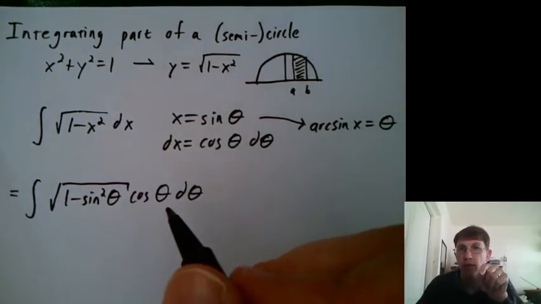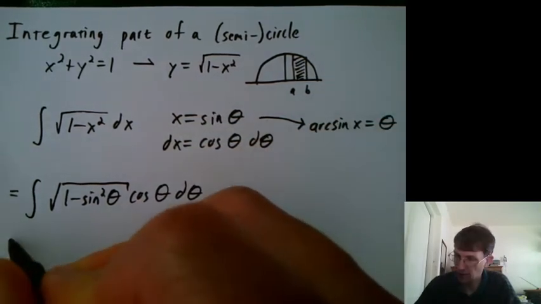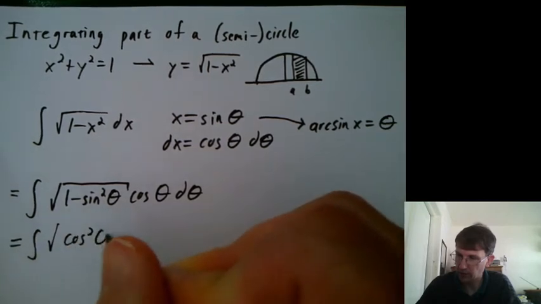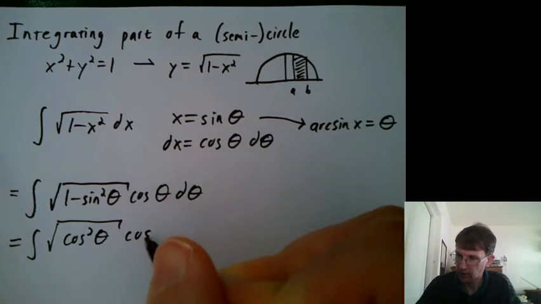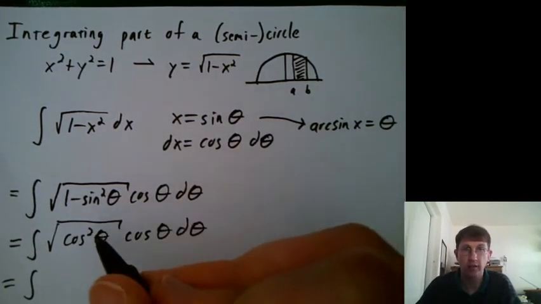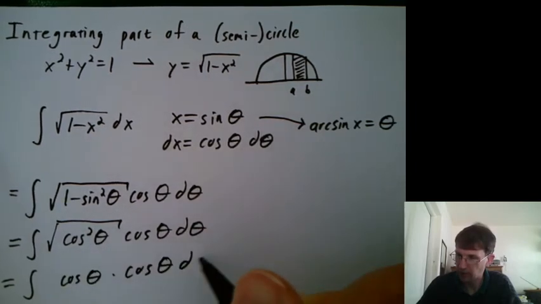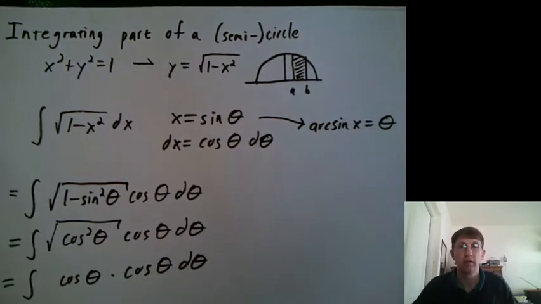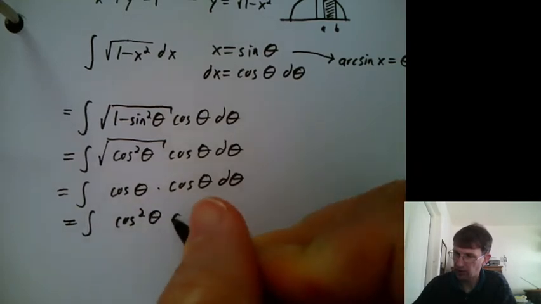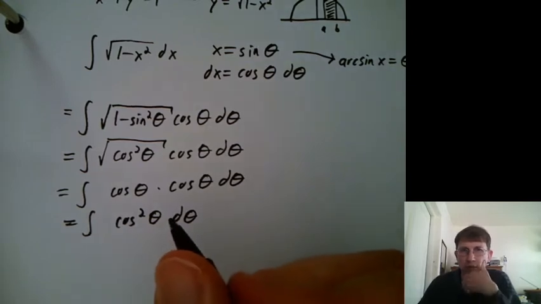So the next step is just some trig stuff, so go ahead and do that and come back when you're ready. All right, welcome back. So this turns into the square root of cosine squared theta, cosine theta d theta, and then cancel the square with the square root, so we get cosine theta times cosine theta d theta, which is the integral of cosine squared theta d theta. So it didn't all nicely cancel like last time, and we have to do a bit more thinking.